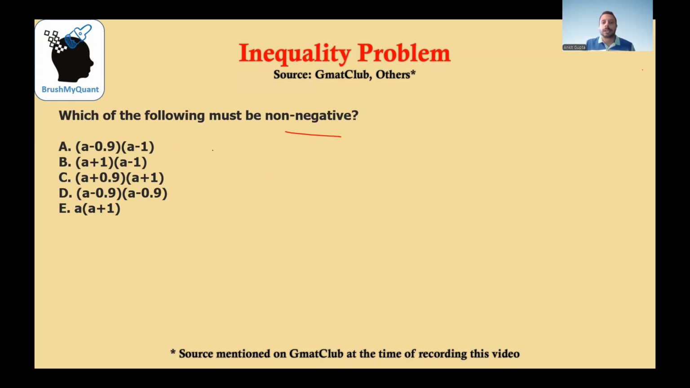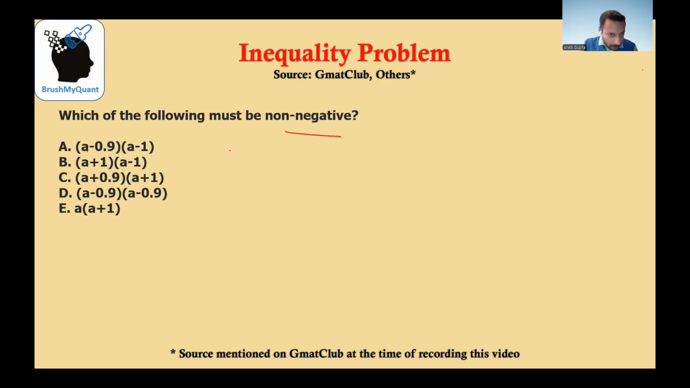Now, in order to solve this kind of problem, you need to remember a concept: the square of a number is always non-negative, right? So if you're able to convert any of these option choices into the square of a number, we can safely say that it will be non-negative.